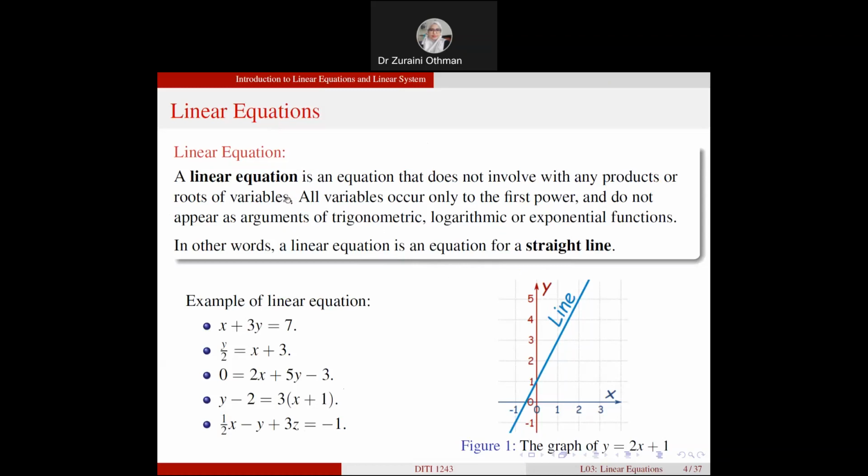Like the previous statement, it is only the first power, meaning that all variables involve a power of 1. Like this, you can see x to the power of 1, even though it is times 1 over 2, it is still x to the power of 1, and y to the power of 1. Same goes for the other examples here.